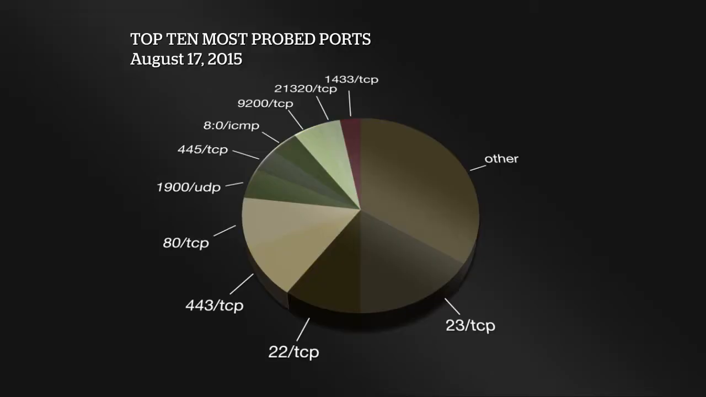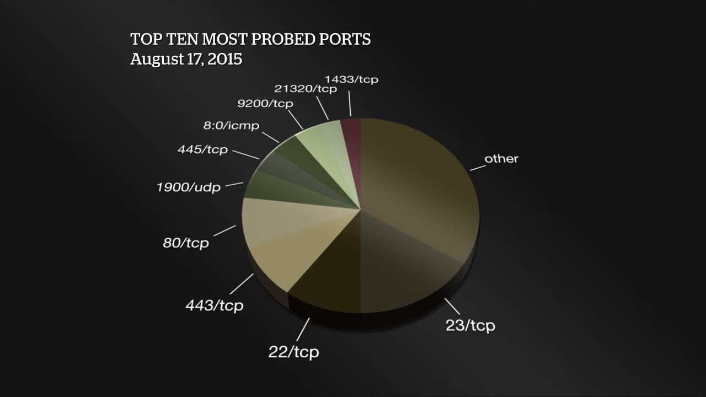And then followed by port 443 TCP and 80 TCP, digging around looking for those gray web servers. And then we see some activity associated with reflective denial of service attack activity. That's 1900 UDP, followed by 445 TCP, always a steady on this one. 9200 TCP, that's associated with a proxy, I believe, if I remember correctly. I'm going to have to double check that. I think it is proxy activity. And then 21320 TCP certainly is a proxy.